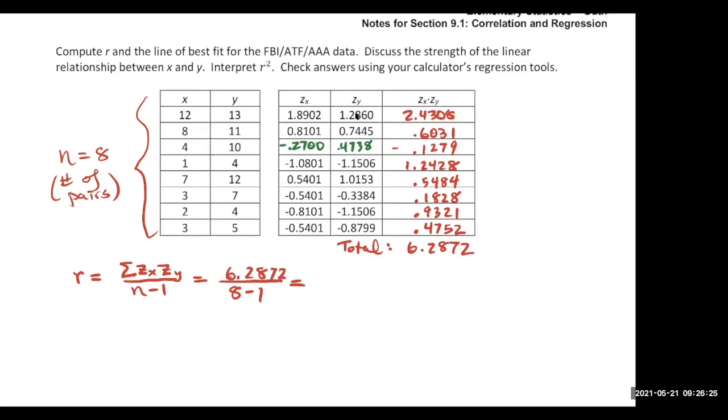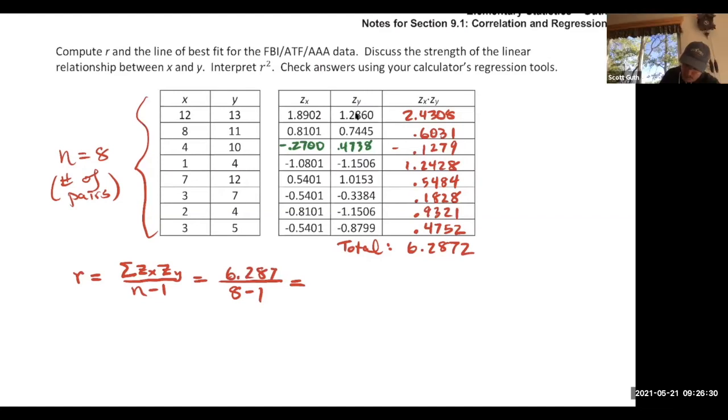I got 7.3. I don't know if that makes any change. Opinions, anyone? That's probably rounding because I'm using Desmos. Yeah, and we're all going to round a little different. Let's go with the 7.3. That's fine. And so divide that by 7. So you should get 0.8982 maybe.